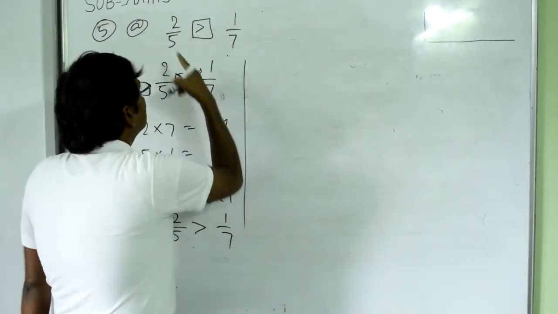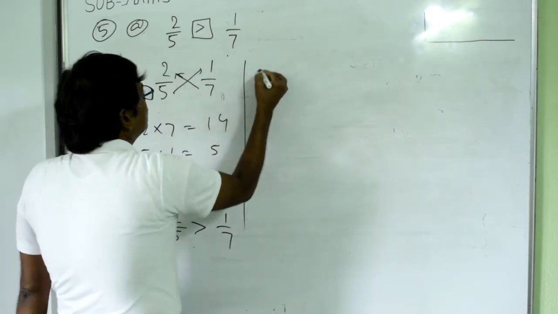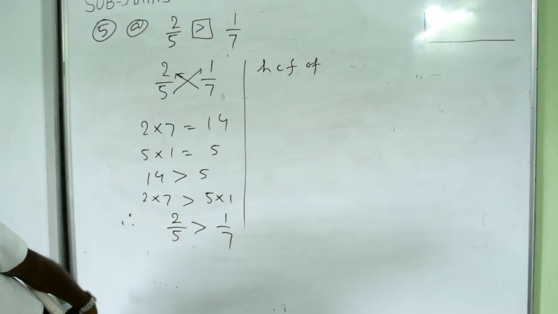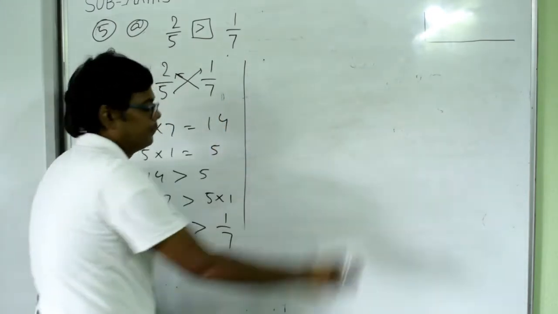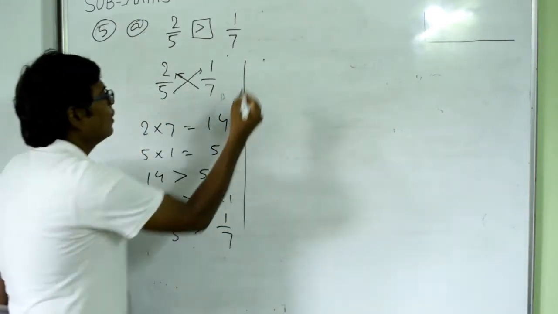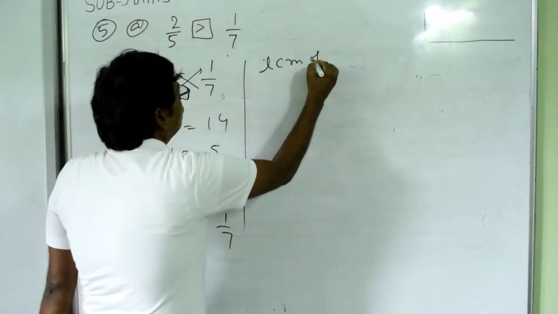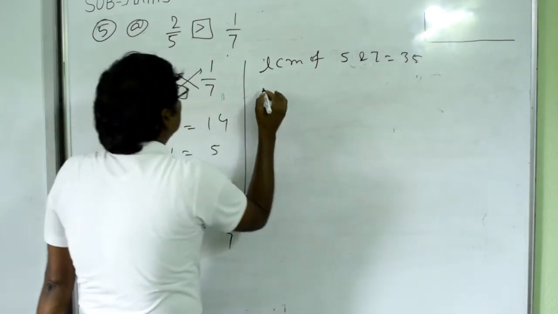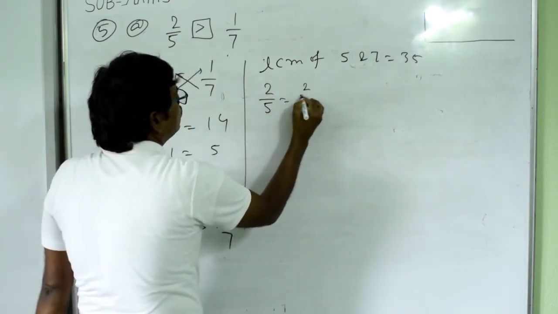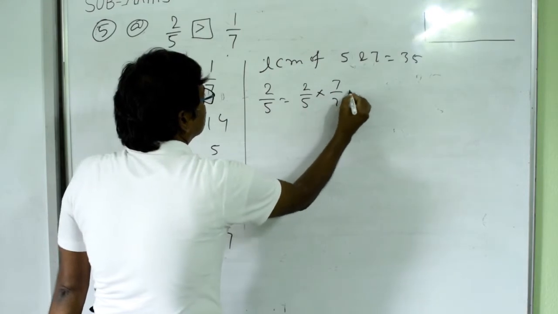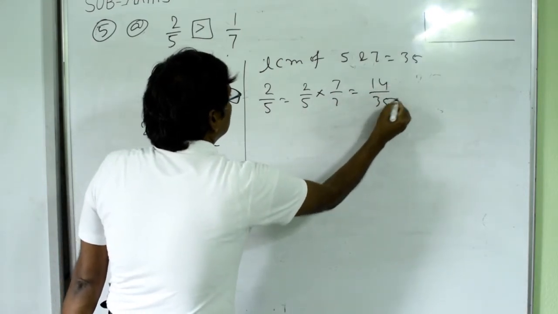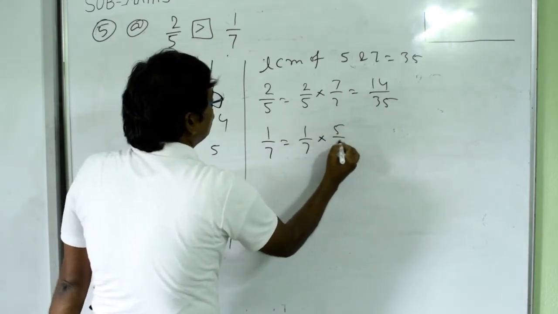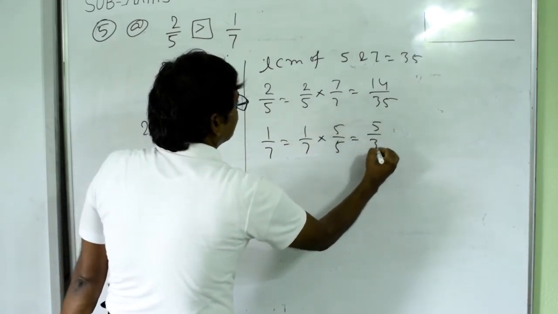Like here 2 by 5, and here you can find the LCM of 5 and 7. LCM of 5 and 7 equal to 35. Then write 2 by 5 equal to 2 by 5 into 7 by 7 equal to 14 by 35, and 1 by 7 equal to 1 by 7 into 5 by 5 equal to 5 by 35.